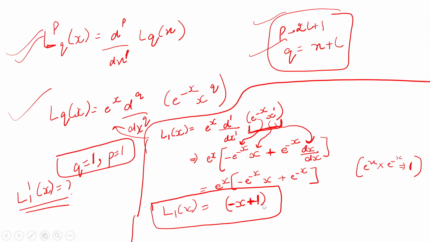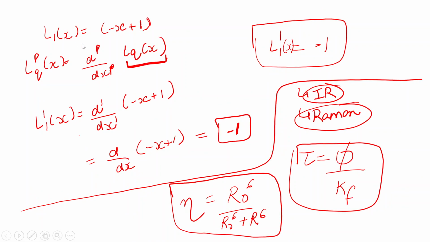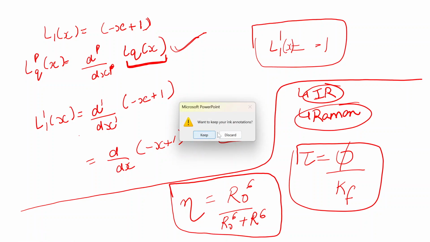Now you know the value of LQX. You will put this value in the first equation, that is LPQX. When you put this value in this equation, you will observe that L11X equals d/dx, as p is also 1, so it's 1. And LQX you can write as the value you've calculated, minus x plus 1. The differentiation of minus x plus 1 is minus 1. So the answer would be minus 1. Now it's clear? Yes, ma'am.